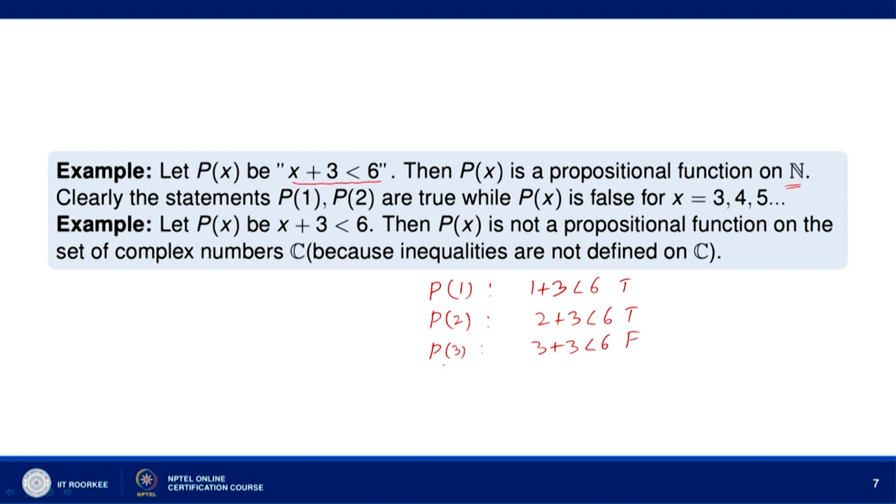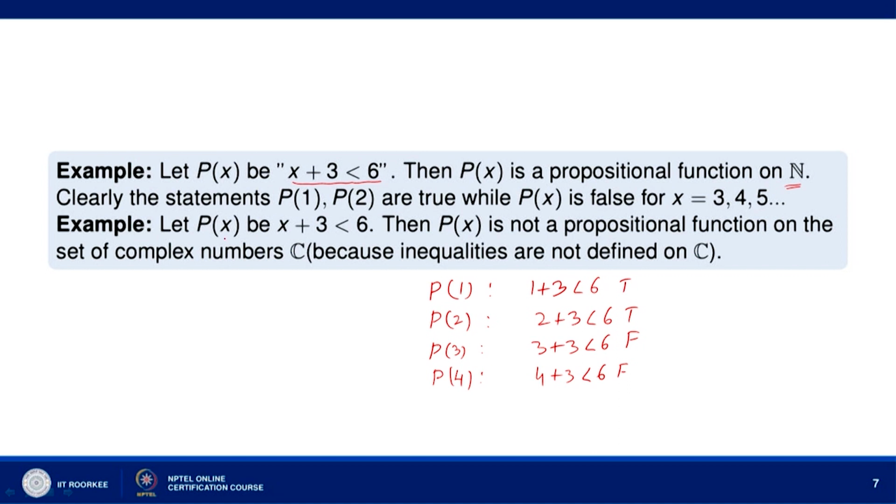So, we have the truth value of P3 as F, and the truth value of P4 is also F, because 4 plus 3 less than 6 is false. So, the truth values of P3, P4, P5 and so on, they are all F. Thus, P(x) has a truth value for each x belonging to N, and therefore, P(x) is a propositional function on the set of all natural numbers.